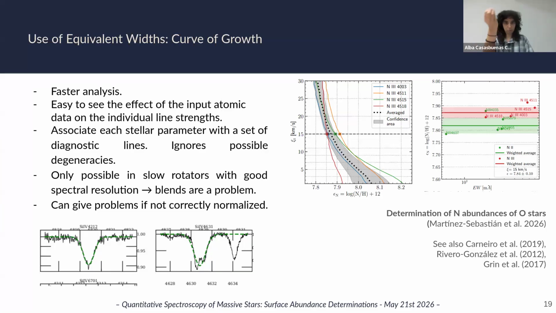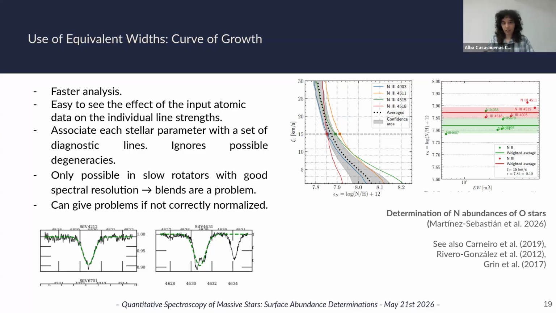This method is only possible with slow rotators and with good spectral resolution, because it's really important to take into account any possible blends between lines. Here, for example, on the bottom right, I'm showing a line that is being fitted with a Gaussian, but there is a blend and it's not being taken into account, which can lead to problems in the determination of abundances.